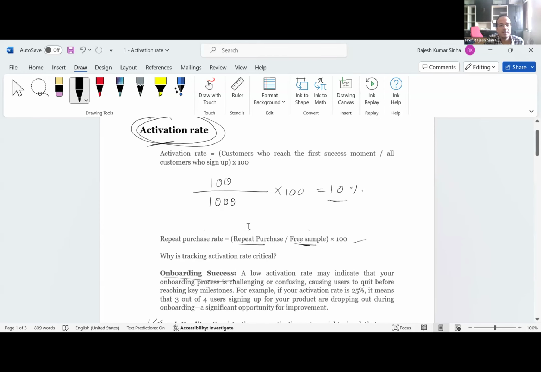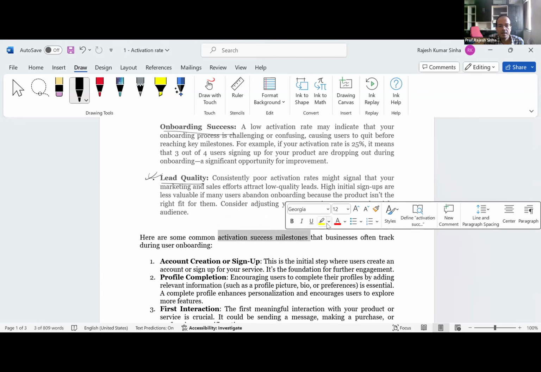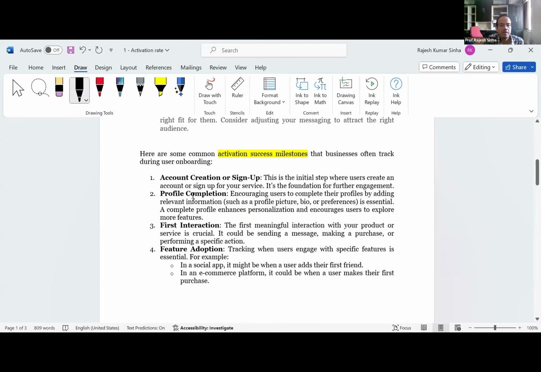So always have an activation rate. If you have to have project-based thinking, you need to have milestones. So what can be activation success milestones? This is important to understand. See, activation success milestones. What could be these things? So activation success milestones can be many.